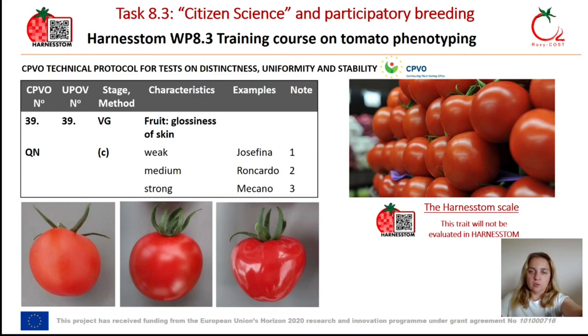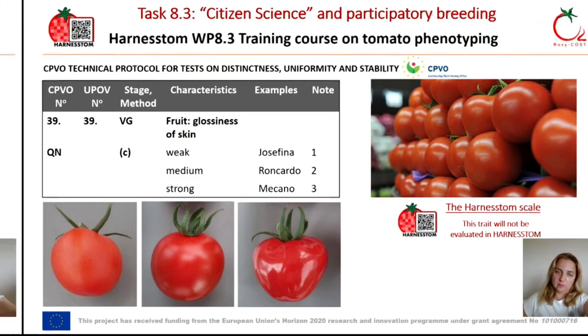The skin of tomatoes should be dry and clean, and before evaluation, tomatoes should not be refrigerated since the cold temperature may cause a dull appearance. The examination has to be made under bright light or natural light. A glossy tomato will reflect light and will have a shiny appearance. In our Harnestone phenotyping trial, we are not going to assess this trait.